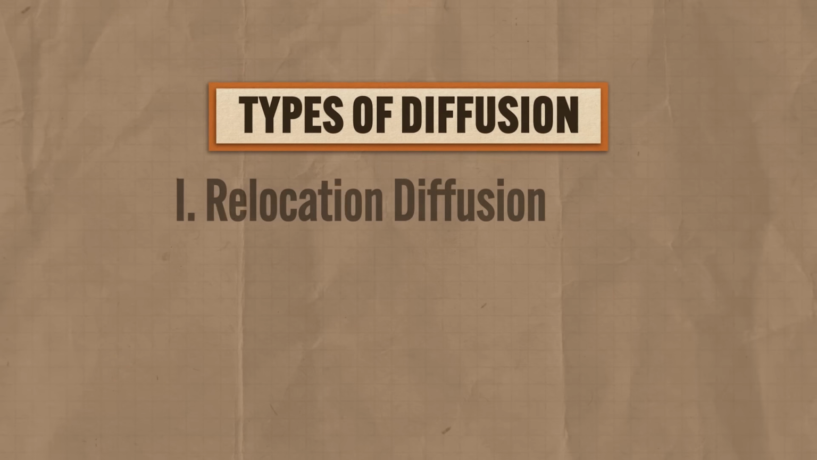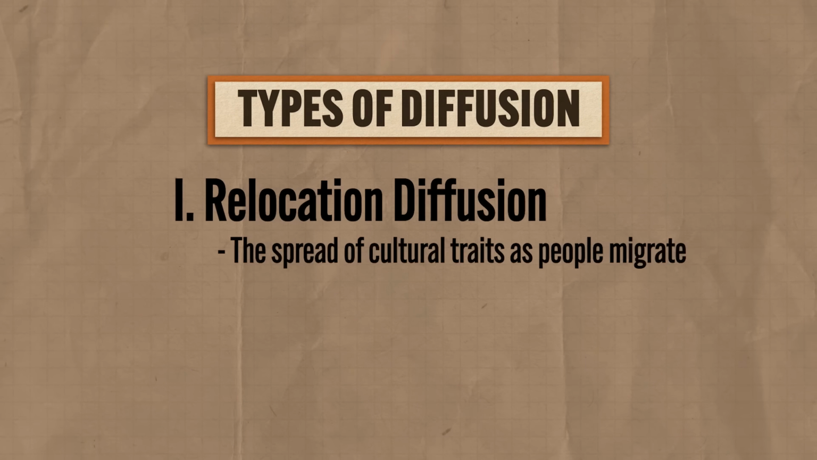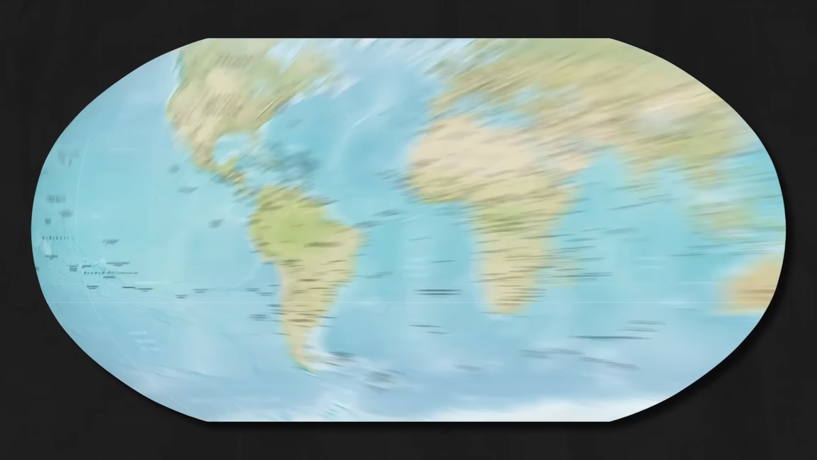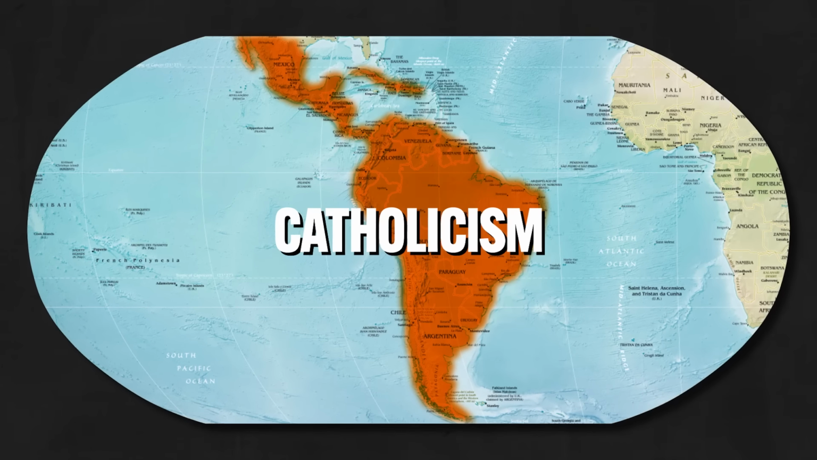Okay, so 2 kinds of diffusion you need to know. First is relocation diffusion, which is the spread of cultural traits as people migrate or relocate. And just for poops and giggles, let's consider the diffusion of religion. Many Latin American and South American countries practice forms of Catholicism, but that's not the religion of their ancient ancestors. So why did it change?